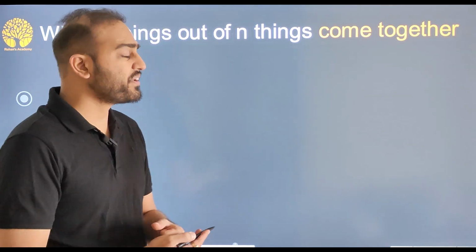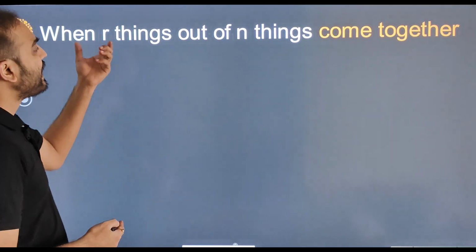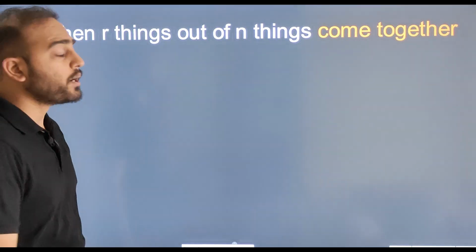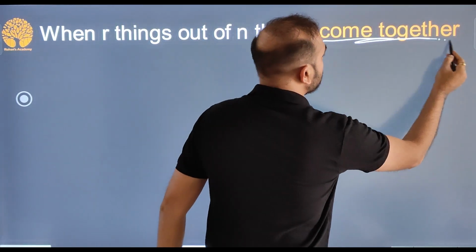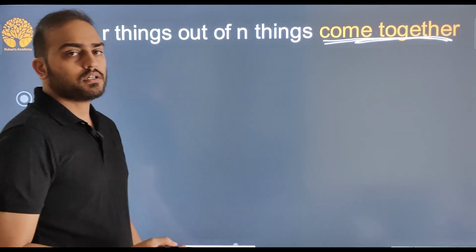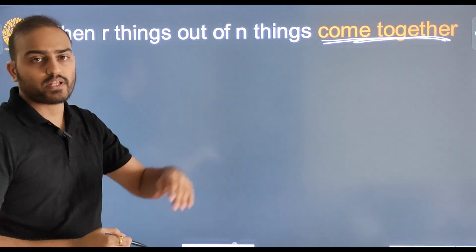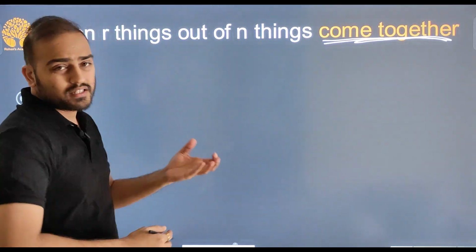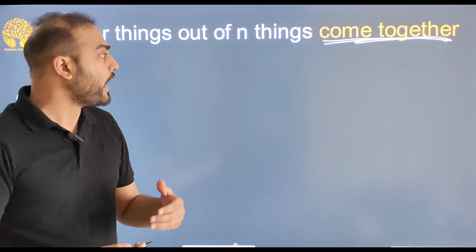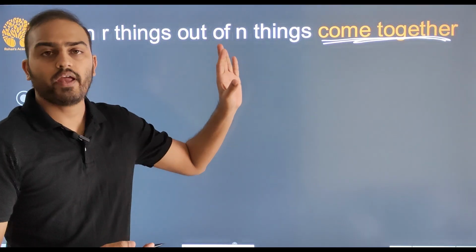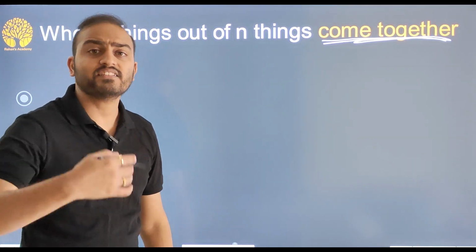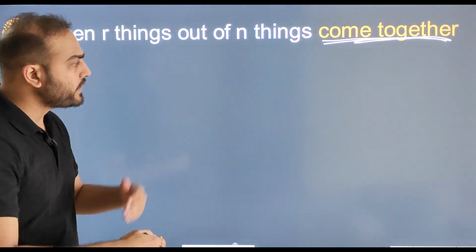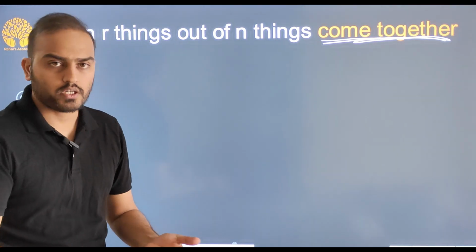Okay, a common question type that comes is when r things out of n come together. Remember, n things are the n options that I have, and r are the things that I want, right? And when they say r things out of n come together, let's understand this with an example and then we'll make a formula of our own, right?